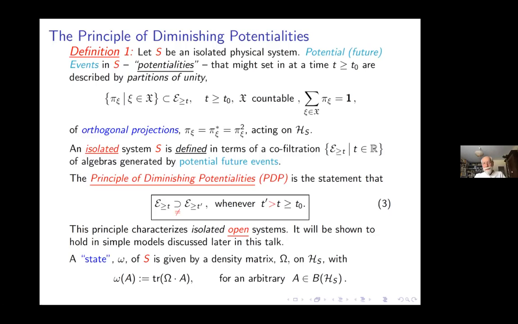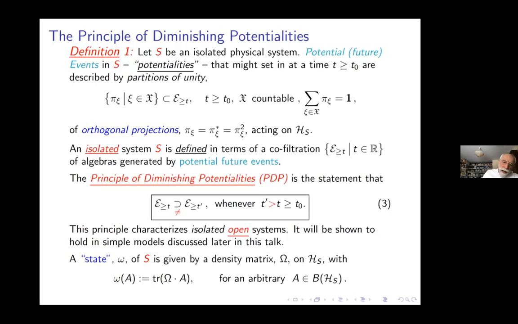This principle of diminishing potentialities characterizes what should be called isolated open systems. You see, you can define a closed system to be one where all these algebras E_≥T are the same. In other words, they are independent of T. But in an open system, they depend on time T. I will show, and this is in some sense one of the main purposes of this lecture, that this principle of diminishing potentialities holds in simple models that are typical models to describe experiments and observations.